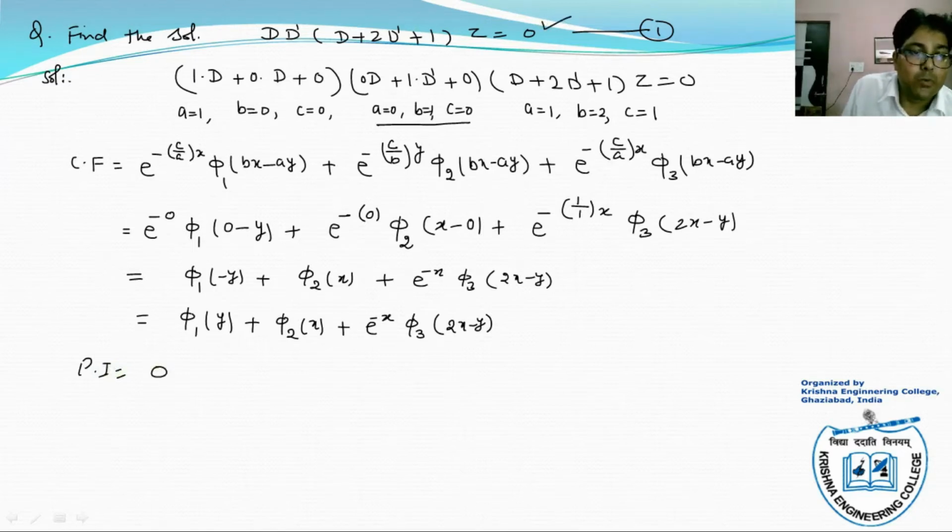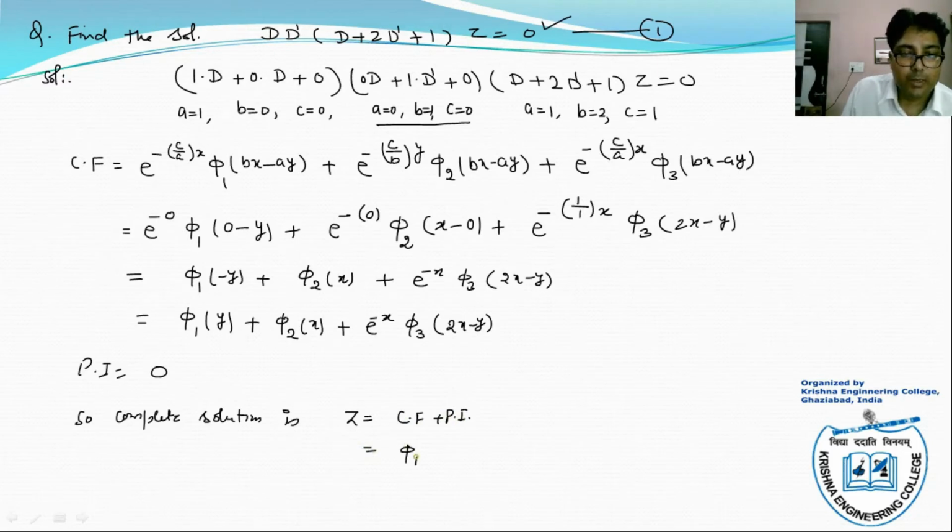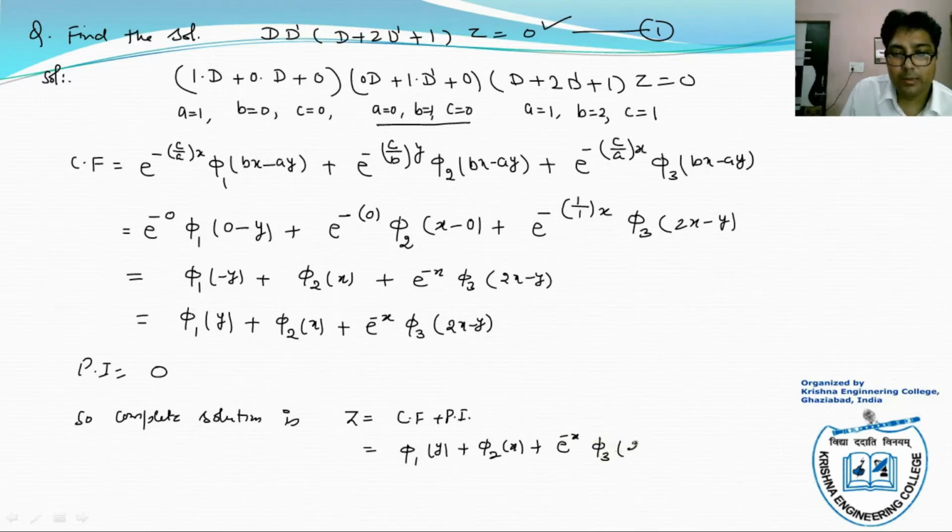So the complete solution is z is equal to CF plus PI. CF is phi 1 y plus phi 2 x plus e to the power minus x, phi 3 2x minus y. This is the complete solution of the given problem.